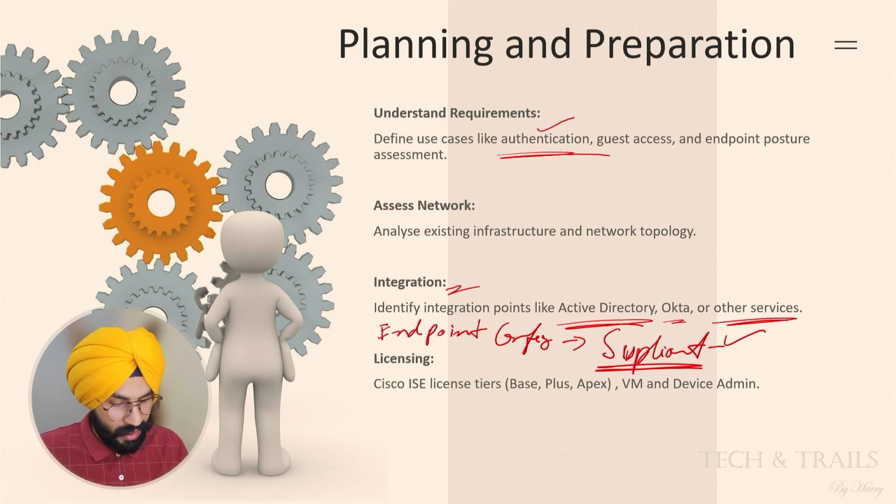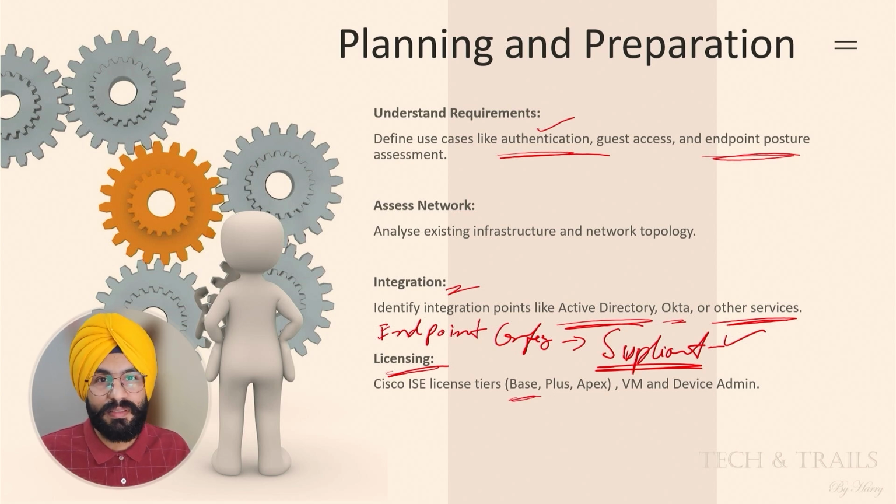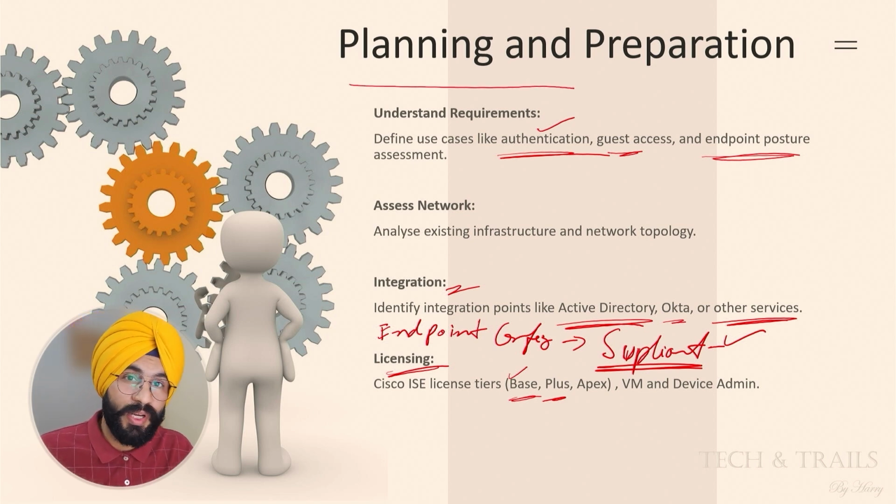Next thing is the licensing, which also needs to be understood based on the user requirement. As I said, if the user does not want to go with posture, then we can simply go with base licenses. If they want to go with profiling, for example for IP phones, then plus licenses are required. If they already have licenses, we need to tell them, okay, you have these licenses, but the functionality you are asking for is beyond this license scope. That clarity should be discussed in the planning and preparation phase only, in order to avoid any kind of miscommunication during the project implementation.